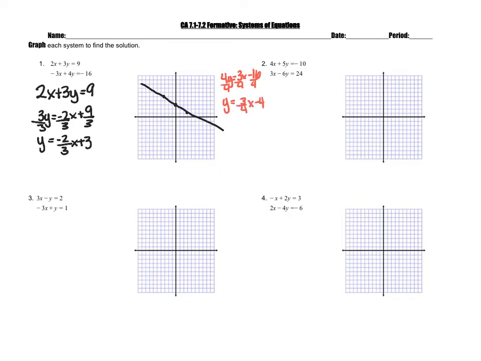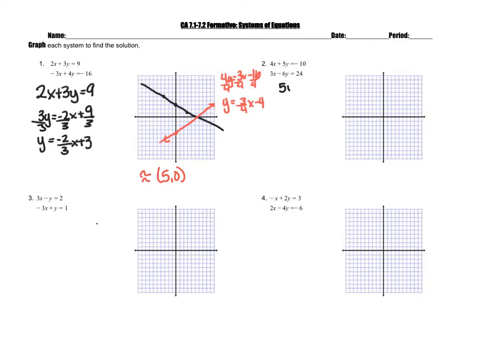So here we're going to go to negative 4, 1, 2, 3, 4, and go up 3 and over 4. Do it one more time. 1, 2, 3, 1, 2, 3, 4. Connect the dots. So this is going to be approximately 5, 0. Again, not exact.